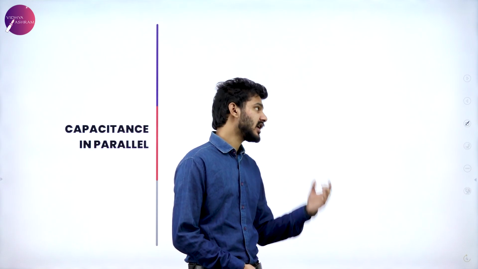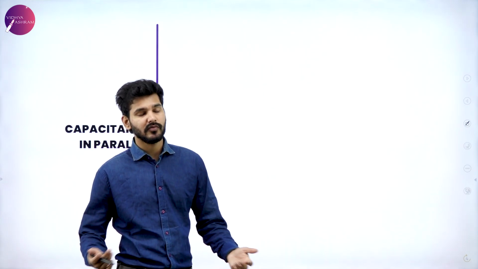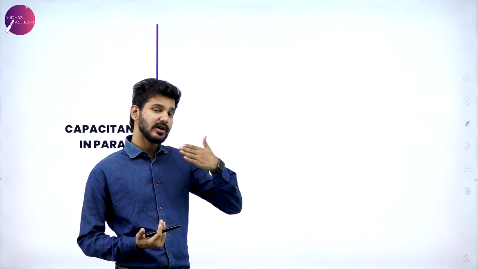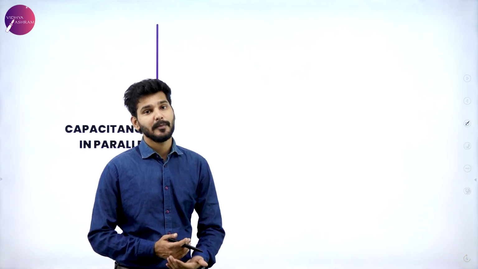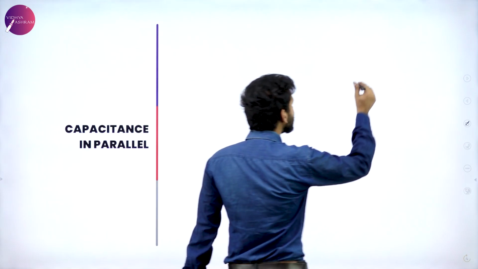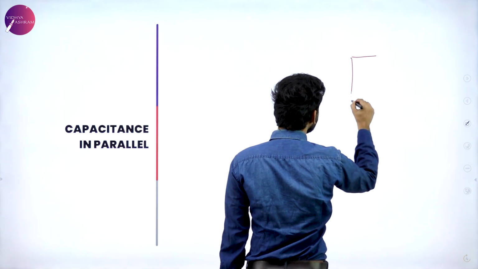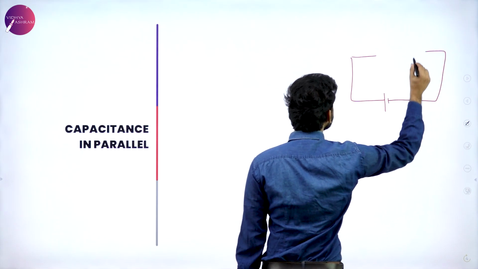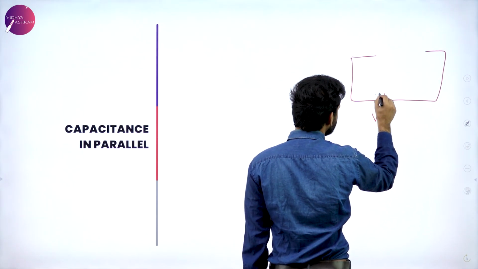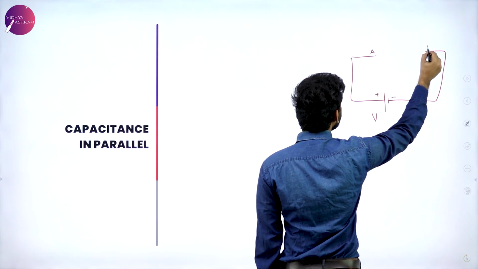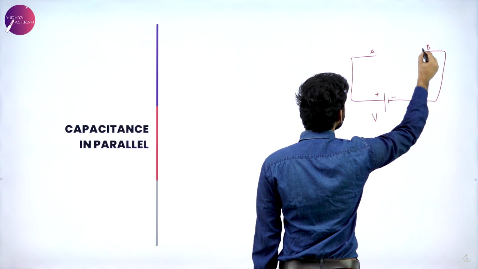Now the question arises, is it the only way to arrange capacitors, in series? No, we can also arrange them parallel to each other. So series is when one repeats after the other and goes on. Parallel is when one is stacked on top of the other like that. So let's assume a circuit where a cell is connected, positive, negative, and V voltage plus minus, and let's say this is junction A and this is junction B.